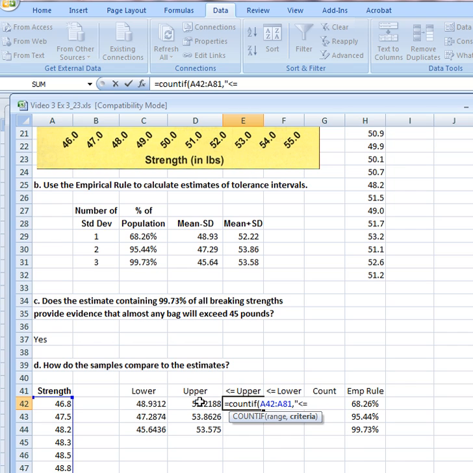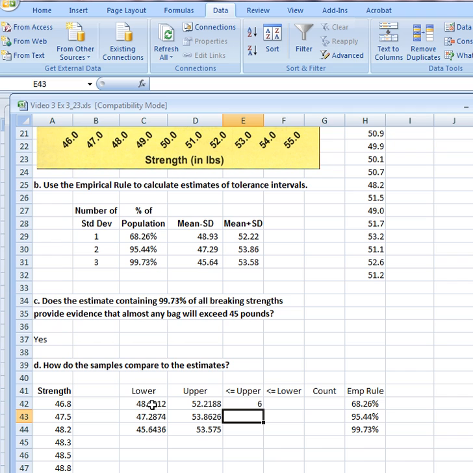Oh, we're doing the upper, aren't we? Let's do the lower. I'll swap the things. The lower limit. So I close my parentheses and I put the and sign and say the lower limit is going to be 48. And I close that parentheses and I get 6, just like I counted by hand.